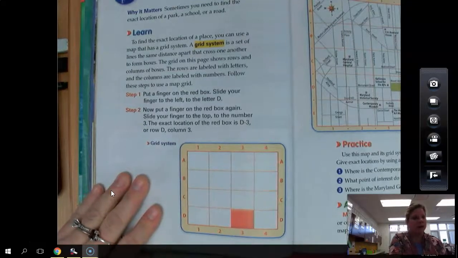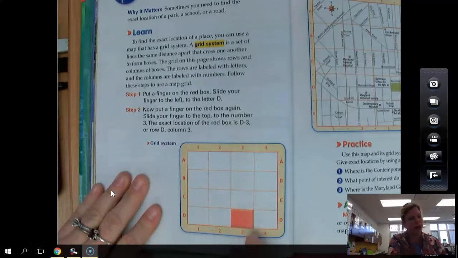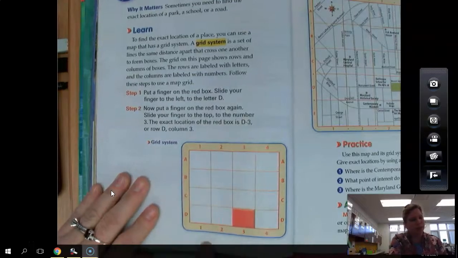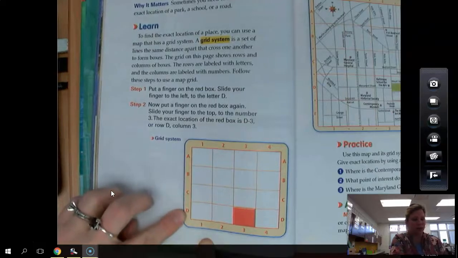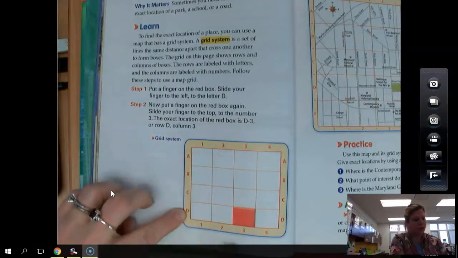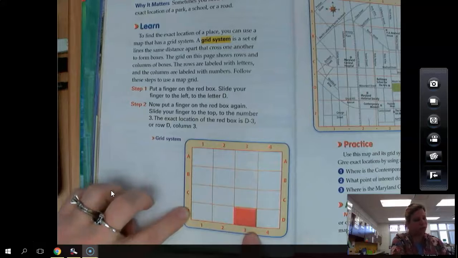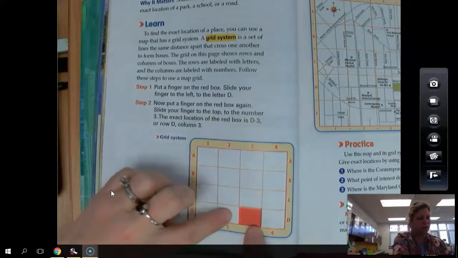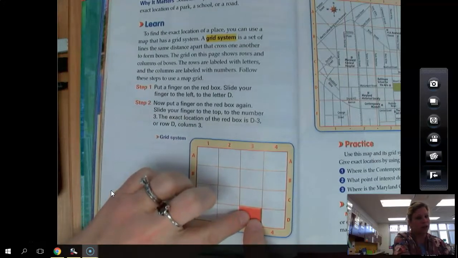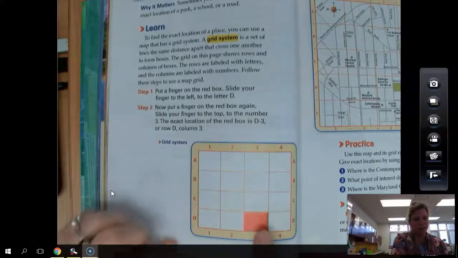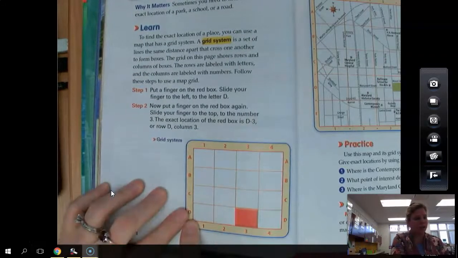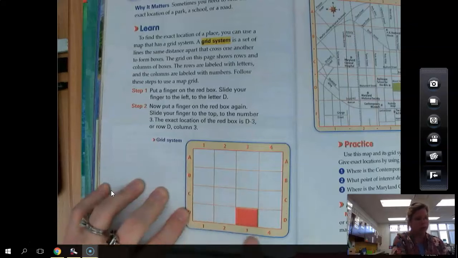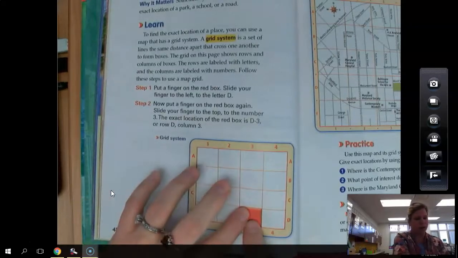So how I would find a grid system, if I'm trying to find what box this red box is in, what I would do is I would put my finger, start at the top, and go all the way down to here in D. Okay, and then I would put my finger on 3, and I kind of slide my fingers together. So I know the box is in D3. You always start with the letter on the side, D, and then you would put your number, D3, okay?